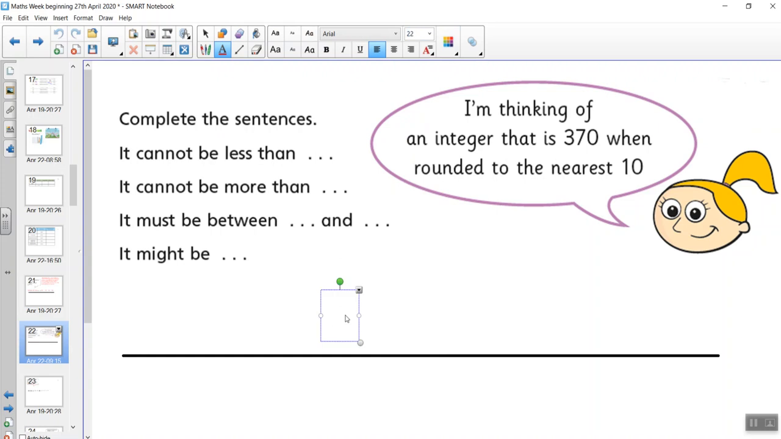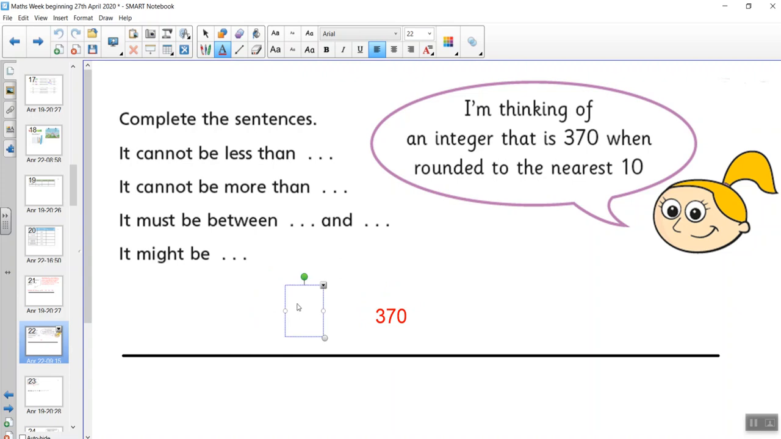And on my number line, I'm going to write 370 because that's the number I need to round to. And I need to round it to the nearest 10. So I'm going to count down in ones because I'm rounding to the nearest 10.